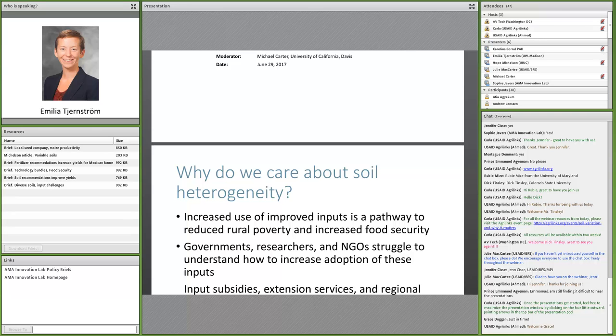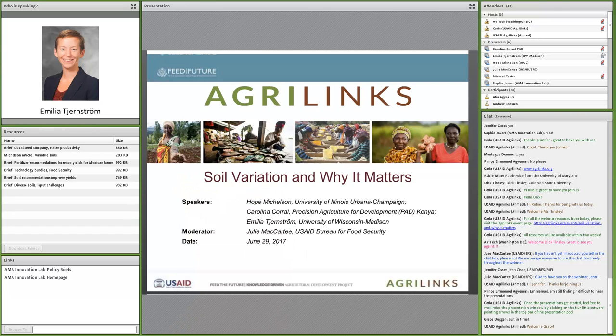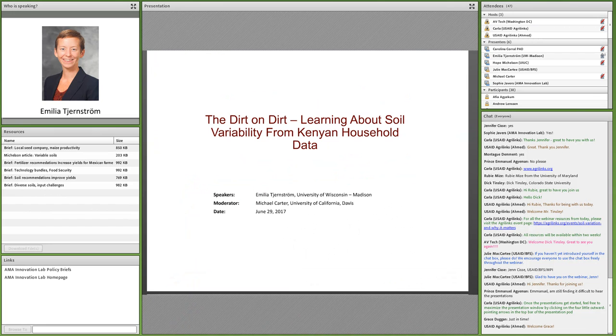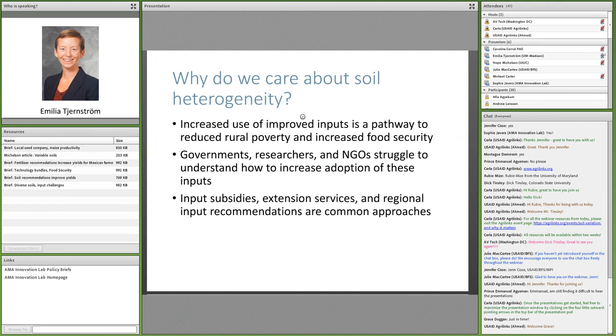Anyway, what I want to do is talk a little bit about what I think the data has taught us about the level at which soil quality characteristics vary, and what that variability means in terms of how to think about the optimal input package for smallholder farmers, in terms of how farmers' ability to learn about what is optimal for them, as Michael mentioned, varies with the extent of soil variability, and also in terms of the extent to which this variability slows adoption of improved inputs for farmers.